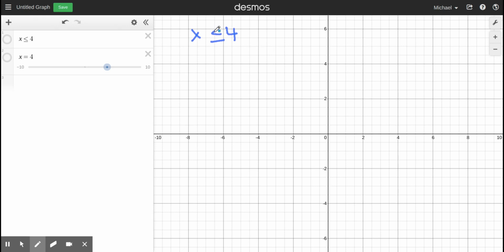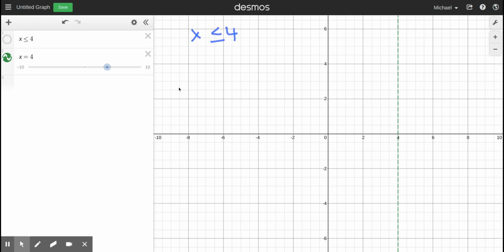Now, I also notice that for the boundary line, it's going to be a solid line because it's a less than or equal to, not a strictly less than. So that includes all points that have an x-coordinate of 4 as part of the boundary line. Okay, so let's graph up that boundary line, and then we can check what side it's going to be shaded on. When I graph up the boundary line, I get, as expected, a vertical line at 4.